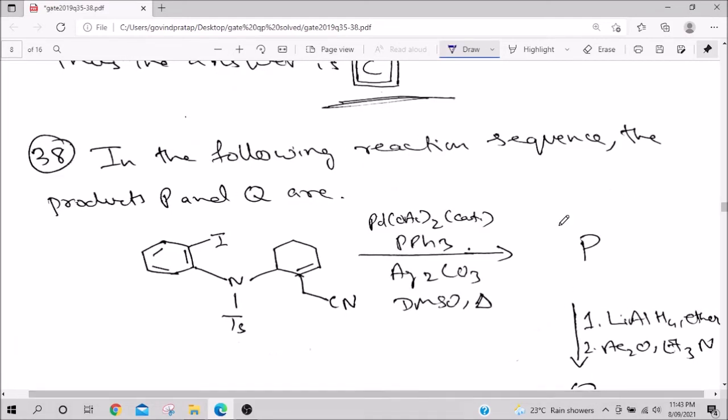Yeah. So, in the following reaction sequence, the products P and Q are: you have an iodoarene, so on the phenyl ring you have an iodo group, and you are adding lead acetate. Of course, it is a Heck reaction in the presence of PPh3. So, triphenylphosphine will go and interact with it, so Pd(PPh3)4 forms, then Pd(OAc)2. Basically, it is a Heck reaction.